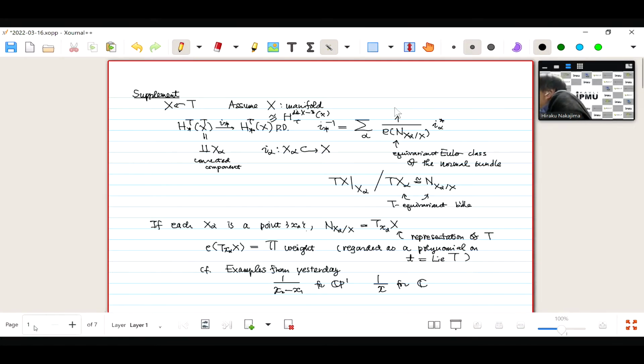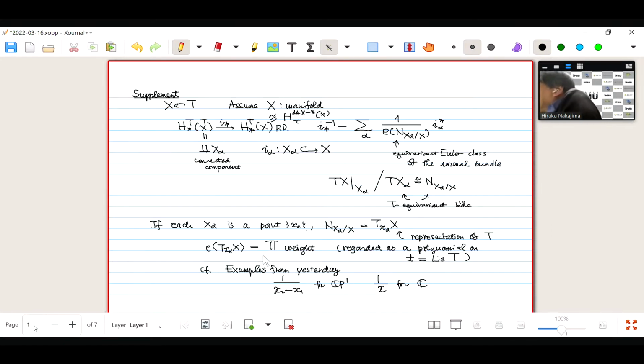Then you invert that. Yesterday's examples, I hope you remember, I computed the inverse of the push-forward and pull-back. Then you see this kind of expression in the denominator, right? For CP2, it was x2 minus x1, and for C, it was 1 over x. So this x, or x2 minus x1, is the equivariant Euler class of the tangent space at the fixed point.